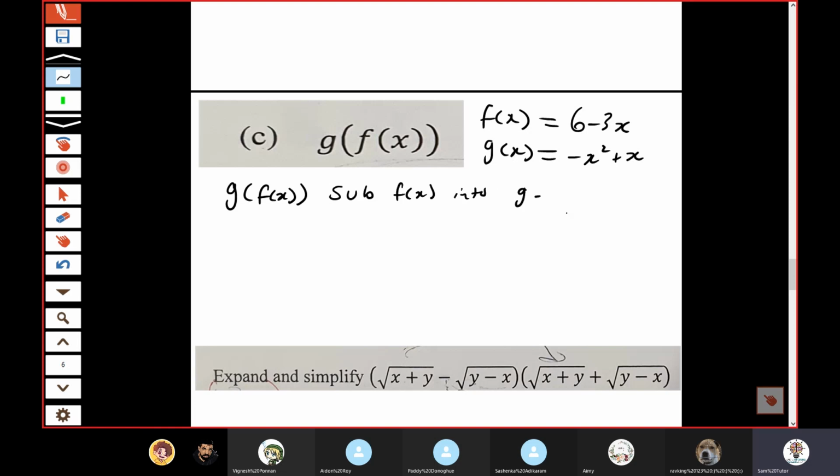That's perfect. Simple. Exactly like if I had given you g of 5. You said subbing 5 into g. Well, doesn't matter, g of anything. Yes, sub f of x. So it's going to look like this. G. What is f of x anyways? F of x is 6 take away 3x. Sub this into g. It will look like this.